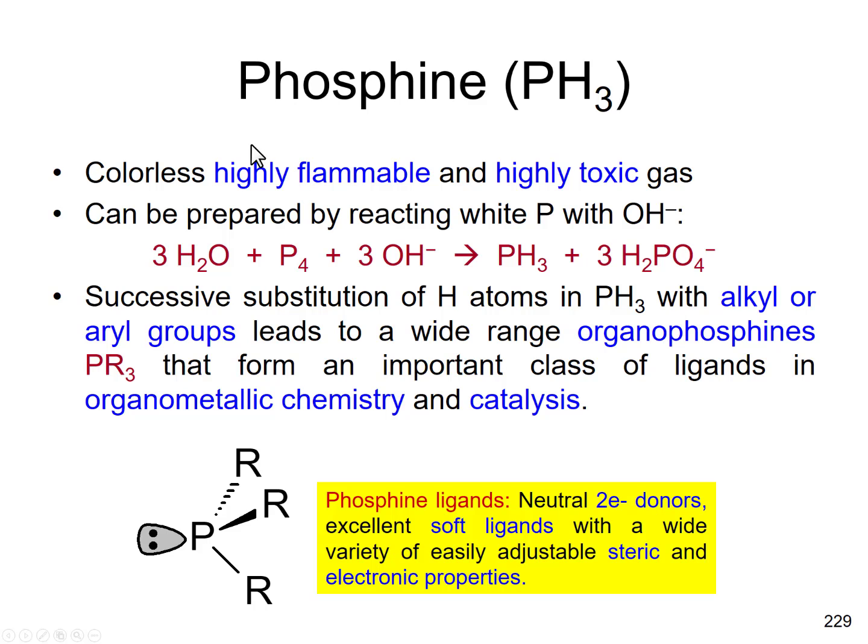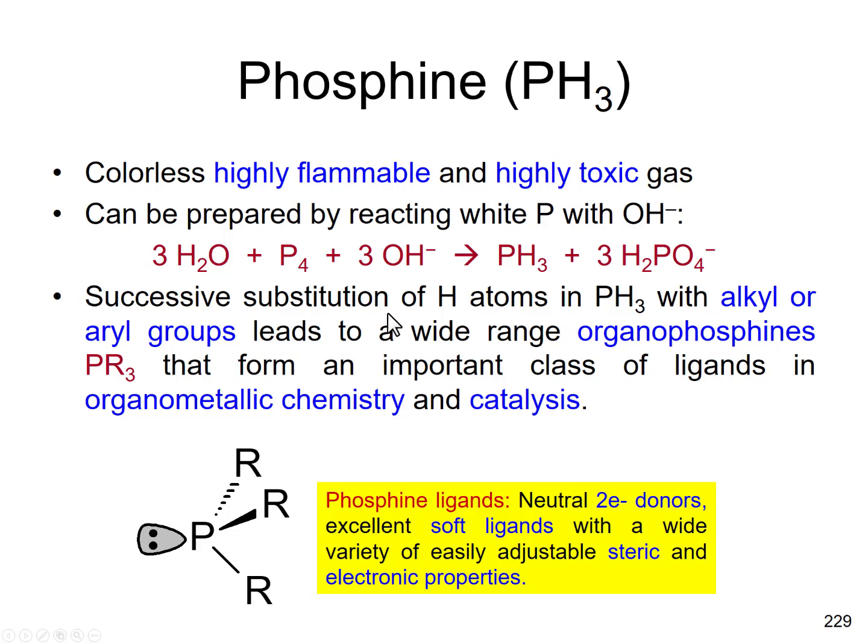Phosphorus also forms a compound with hydrogen which resembles ammonia, and this molecule is called phosphine. Phosphine is a colorless, highly flammable and highly toxic gas. It can be prepared by reacting white phosphorus with hydroxide. According to this reaction, 3 equivalents of water react with P4 and 3 equivalents of hydroxide to form phosphine and 3 equivalents of dihydrogen phosphate.